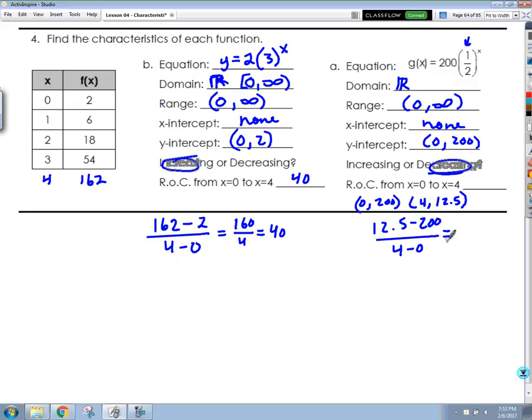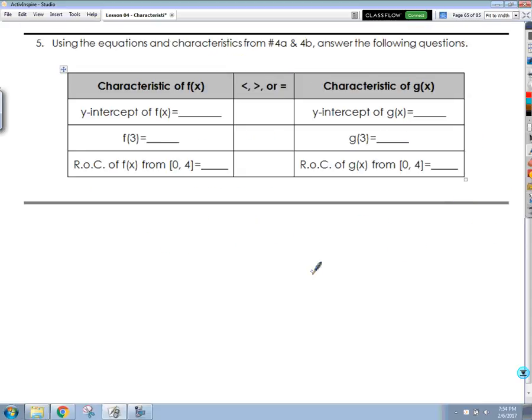Okay? And right beneath that is those inequalities again. So 2 goes here for the y-intercept. Over here it's 200. Obviously 200 is greater. If I plug in 3, I get 54 over here. And I get 25 over here. So, boom, there we go. And we just calculated that. That was 40. This was negative 46.875. And that makes sense because it's going down.